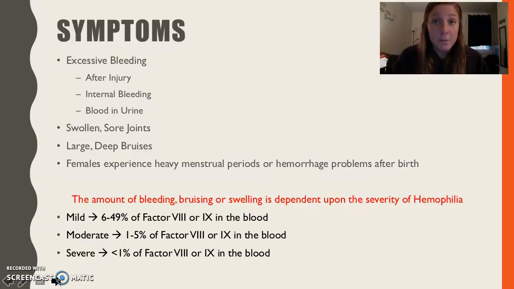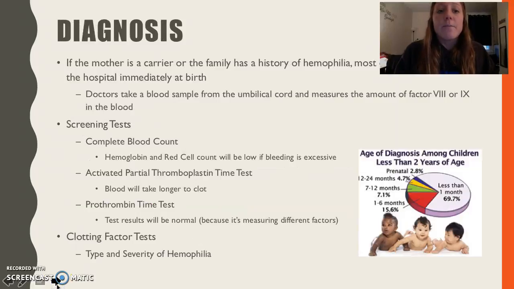Females who do have hemophilia tend to experience heavy menstrual periods or hemorrhage problems after birth. If a mother is a carrier or the family has a history of hemophilia, most cases are diagnosed right in the hospital immediately after birth. And this is done by doctors taking a blood sample from the umbilical cord and measuring the amount of factor 8 or 9 in the blood.